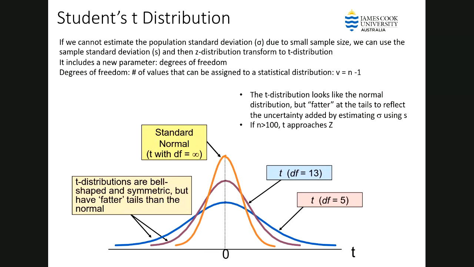As the sample size increases, it eventually reaches the standard normal distribution. As I said, if n is greater than 30 or even 100, it's almost like a normal distribution. Okay, and the x-axis gives us a value, the t value or z value, while the y-axis gives us the probability.